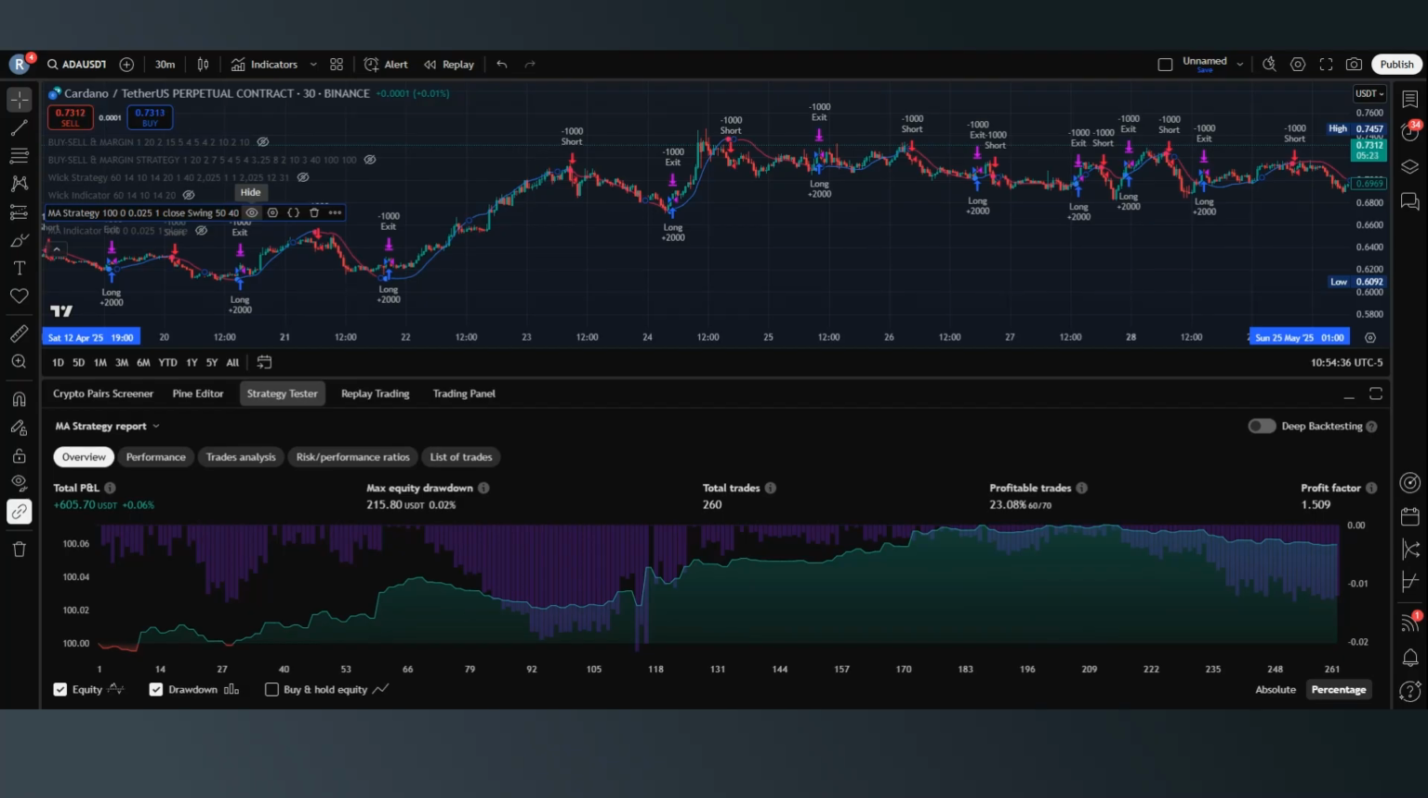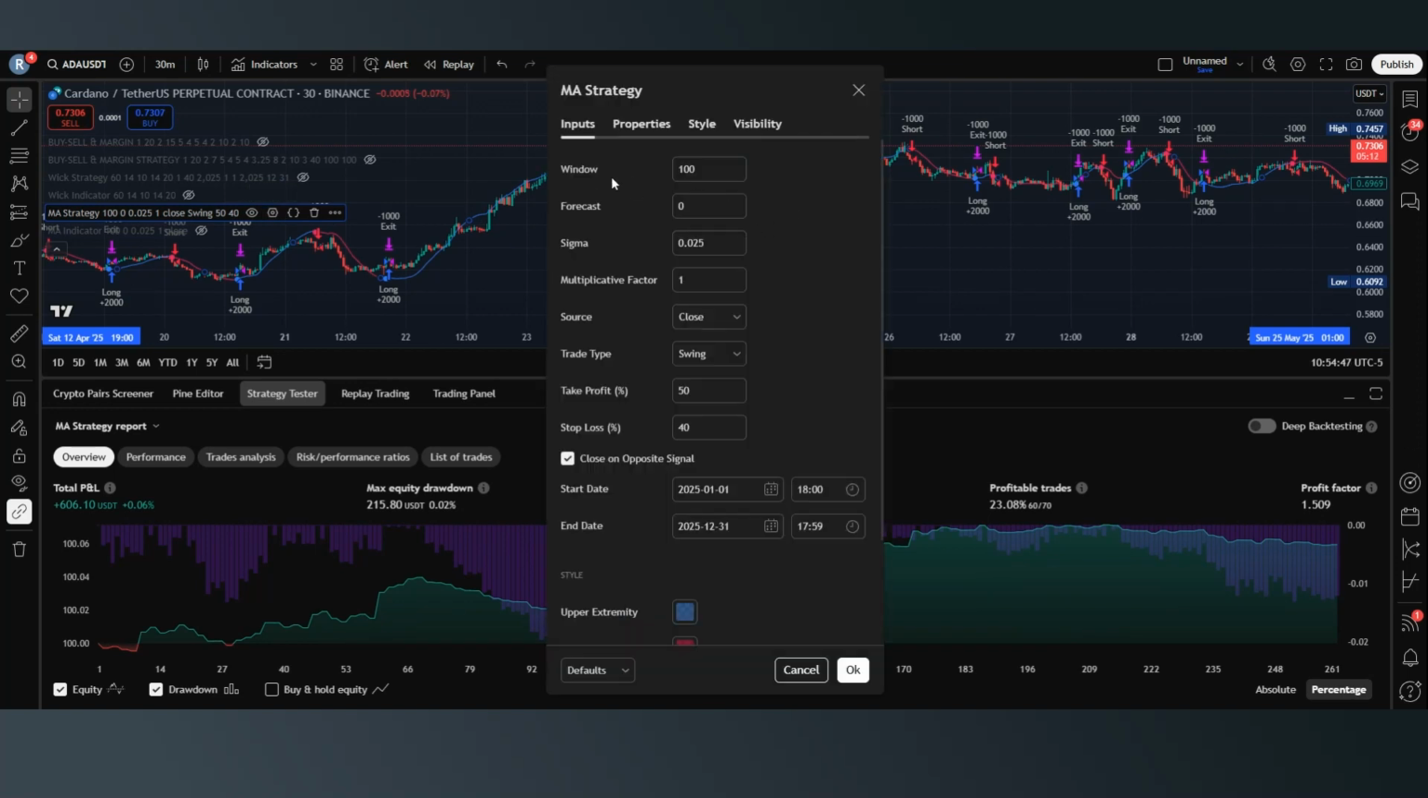Once you actually have the indicator and the strategy on hand, it also comes with a how-to, and it comes with a summary of the actual strategy and how you can apply each one of these settings. For example, the window, the forecast, the sigma, the multiplicative factor. If you want to do swing, if you want to do longs, if you want to do shorts, how does that look like on the board?